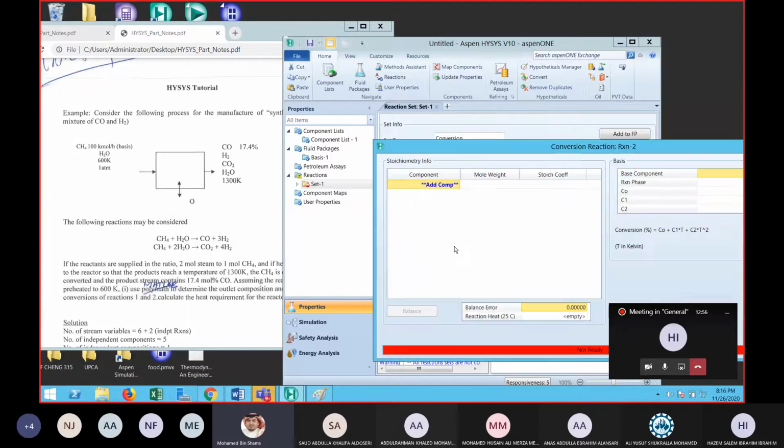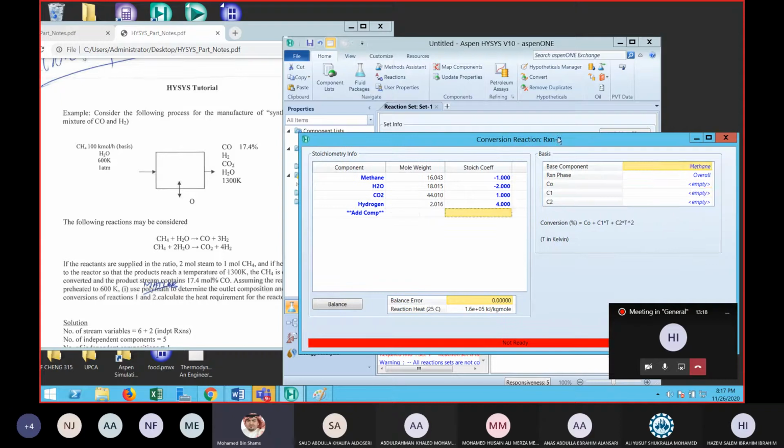I double click on it and enter the second reaction, which has methane, and then water, and then carbon dioxide, and then hydrogen. So I have -1, -2, 1, 4. Make sure it's 0, and then I add the conversion factor, sorry, the conversion as 13%.